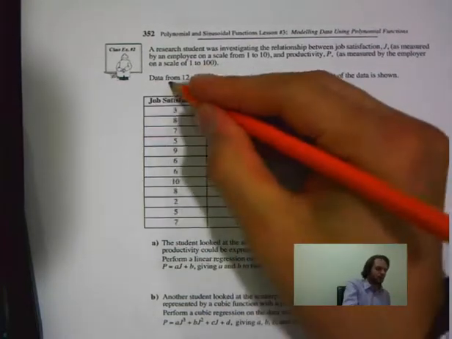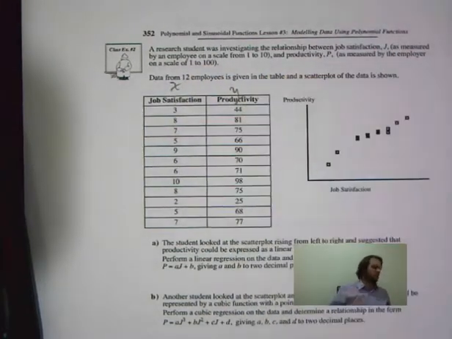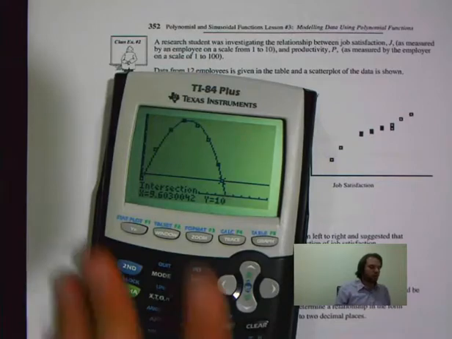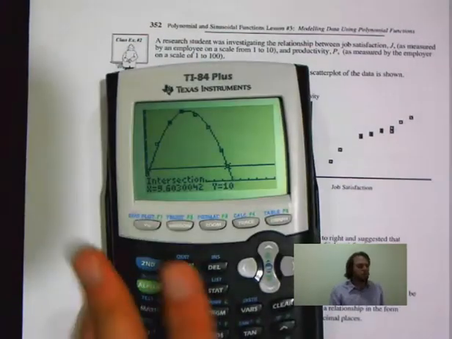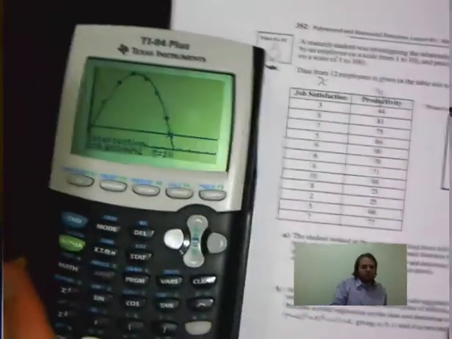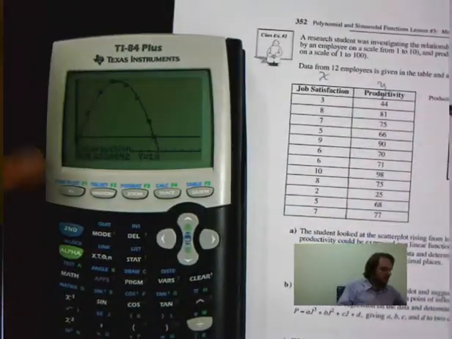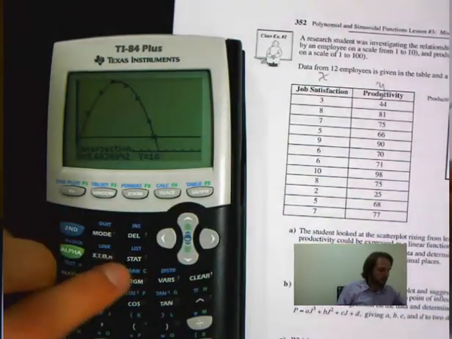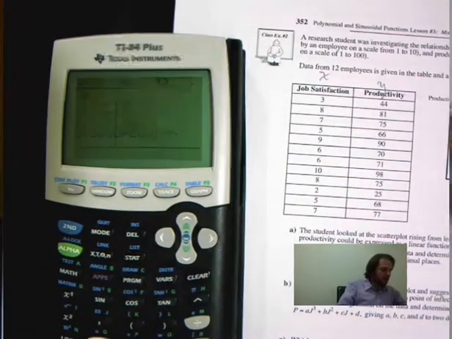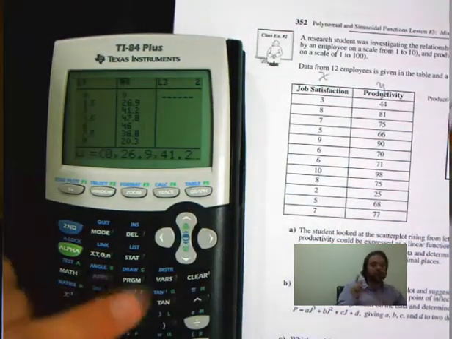So job satisfaction is on the bottom. This is my x, and this is my y. Now, first we're going to put all this into statistics, stat, edit. I have to clear my list. Remember, do not delete. I'm just going to graph this over so you can see it. Look how well it matches up.